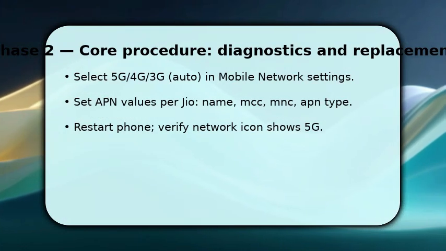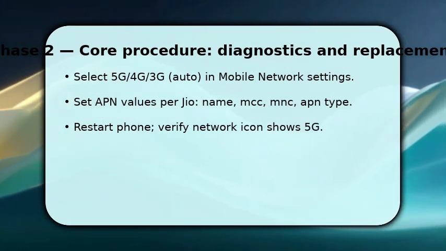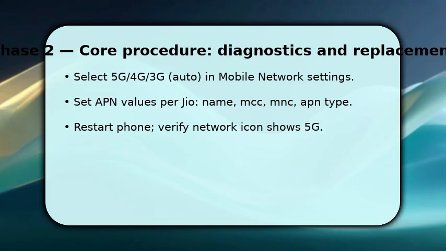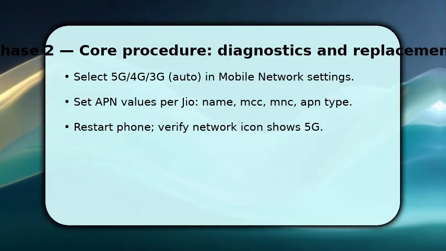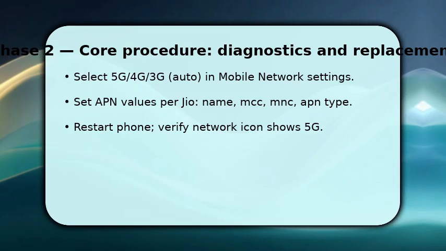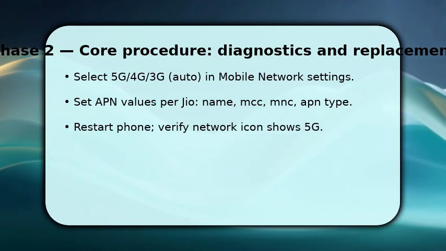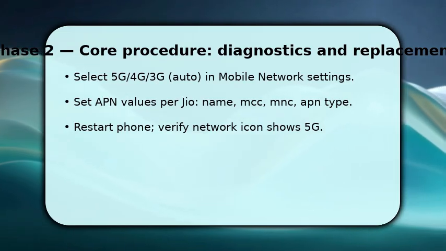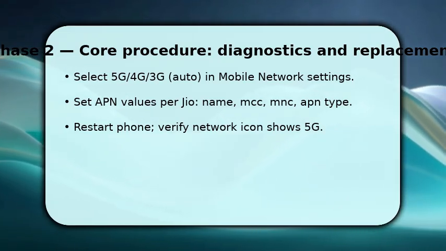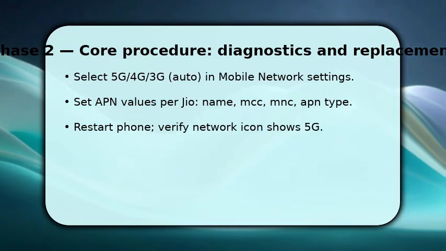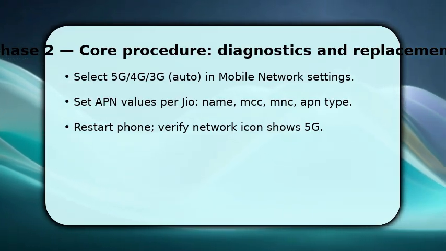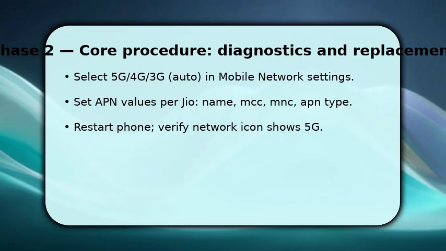Next, open mobile network settings and choose 5G or 5G/4G/3G auto so the phone negotiates best signal. Then configure APN exactly as Geo requires. Enter the provider name, MCC and MNC values, and appropriate APN type to ensure data flows. Save settings, then restart the phone to force a fresh registration with the tower.